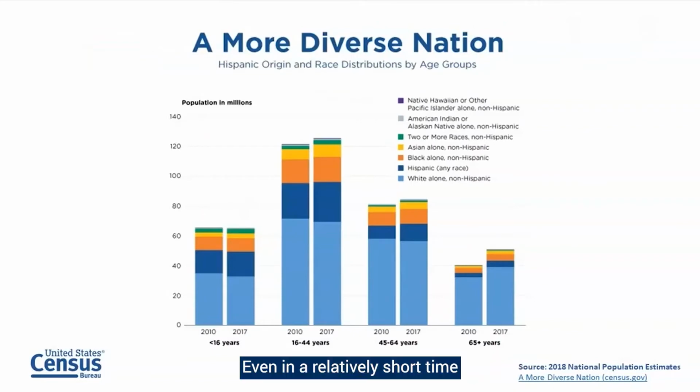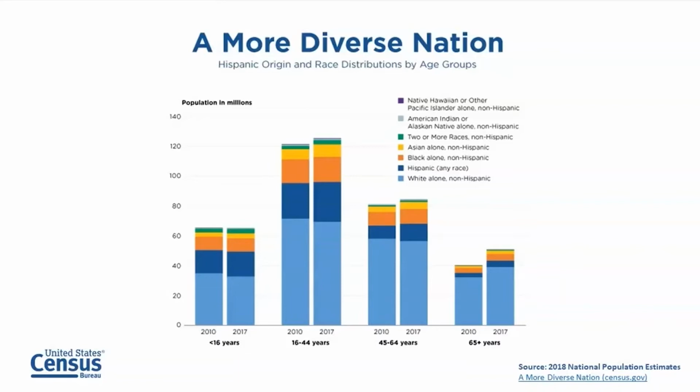Even in a relatively short time period, here from 2010 to 2017, we can see some noticeable changes in the distribution of race and Hispanic origin. The most noticeable change here is the increasing population of those of Hispanic origin, shown in the darkest blue portion of the bar. We also see increases in the Asian population in yellow, and the population of two or more races in green.